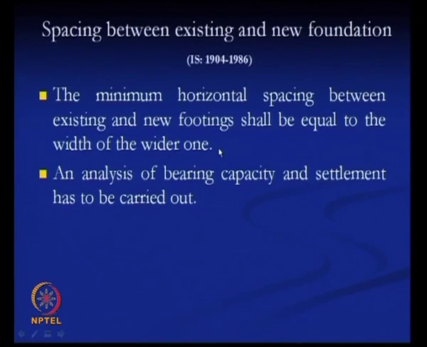So, suppose there is one footing in existing condition and another new footing will be constructed. Then the minimum horizontal spacing, or required spacing, will be the width of the wider one. Suppose B1 is the width of the existing footing and B2 is the width of the new footing. If B1 is greater than B2, then the minimum horizontal spacing between the existing and the new footing will be B1. If B2 is greater than B1, then this minimum horizontal spacing will be B2.